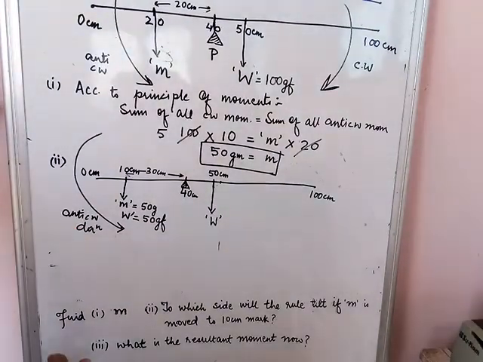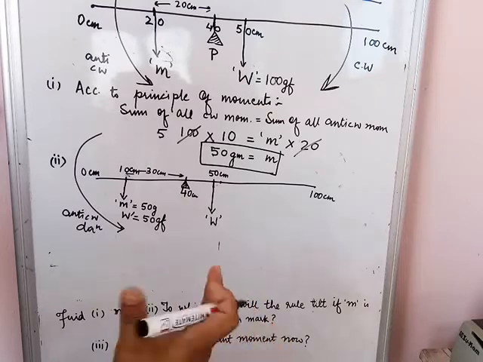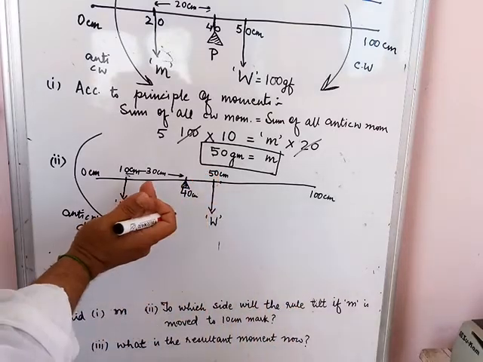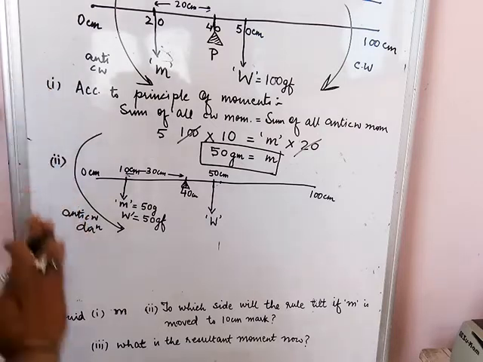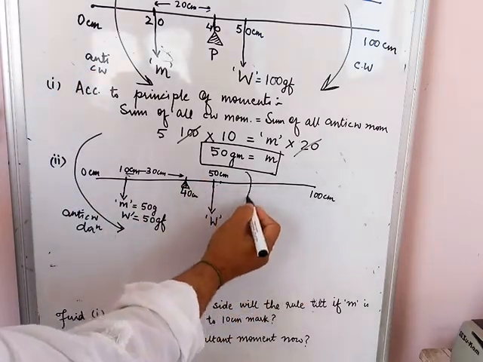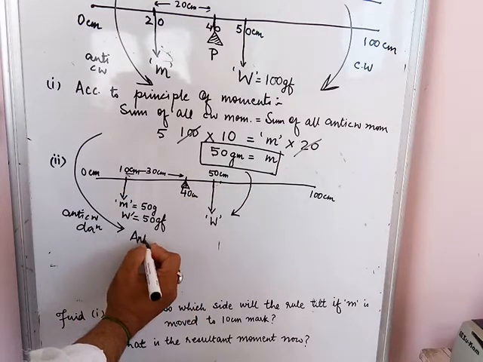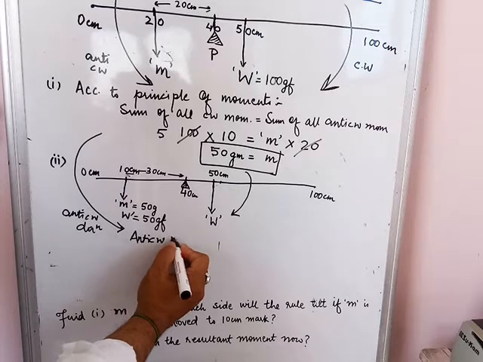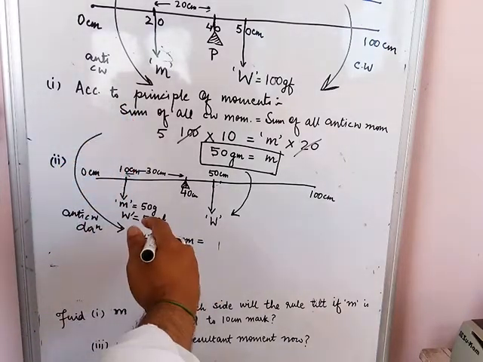Now coming to the third part, what is the resultant moment now? Obviously the resultant moment now is not going to be zero, because after the movement of this mass to the left hand side, there is a tilt to the anti-clockwise direction. So let us find out the overall resultant moment. So once again, anti-clockwise moment we will calculate. Anti-clockwise moment is in this direction.